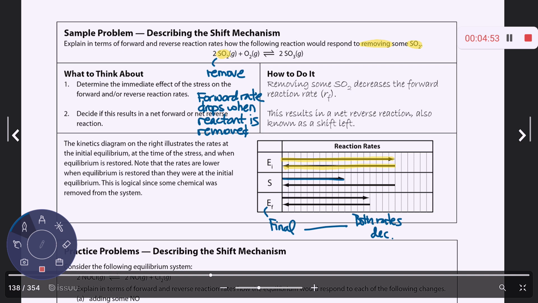Okay? When one rate drops, does that mean the other rate increases? Like when the forward rate drops, then you're removing from the reactant. Usually when one rate drops, the other one stays the same, and then at the end, they both came down to meet each other. Okay. Let's take a look at some practice problems.